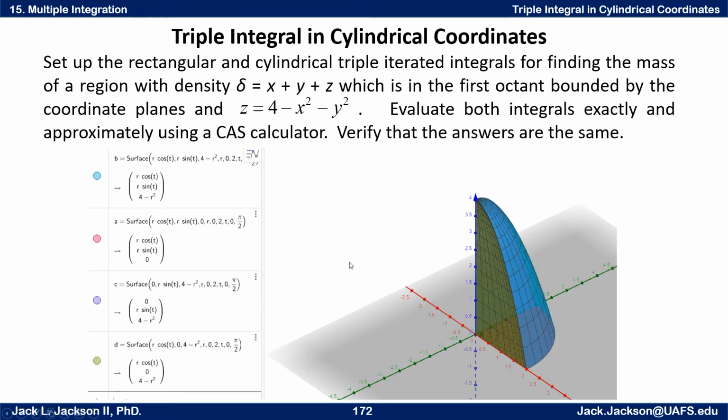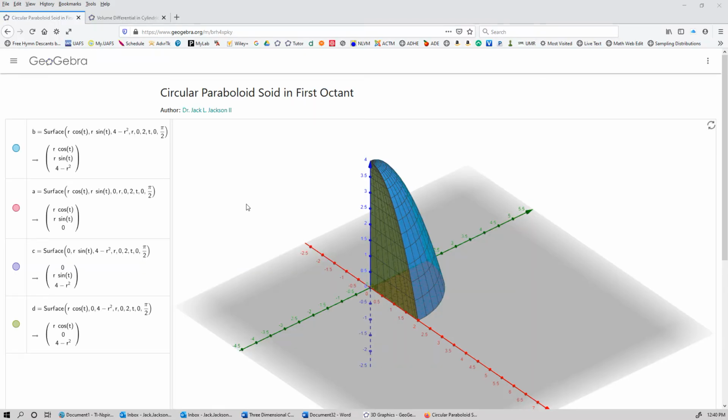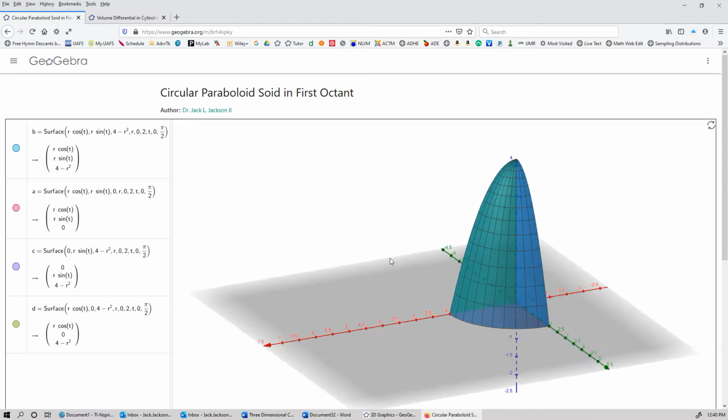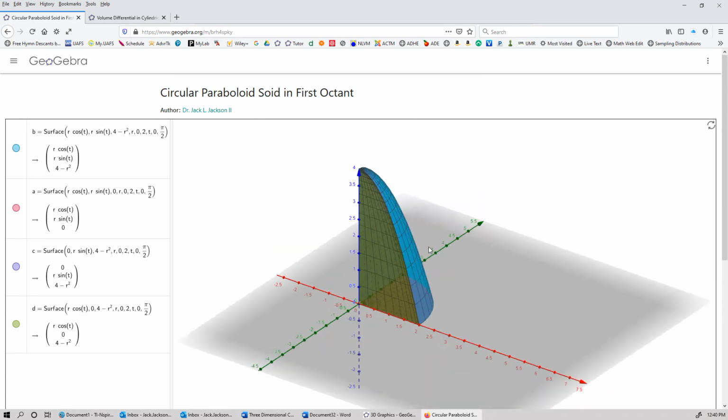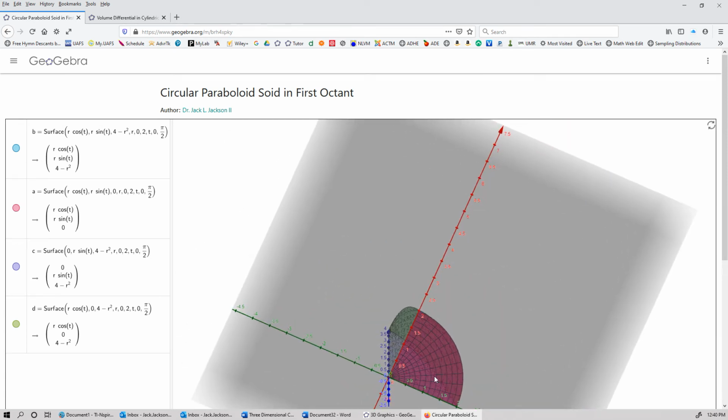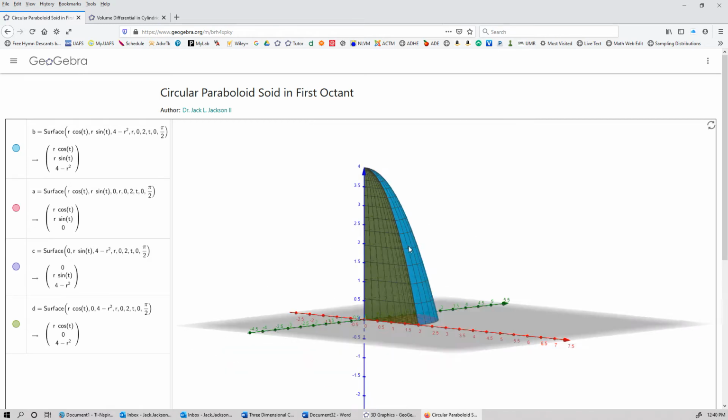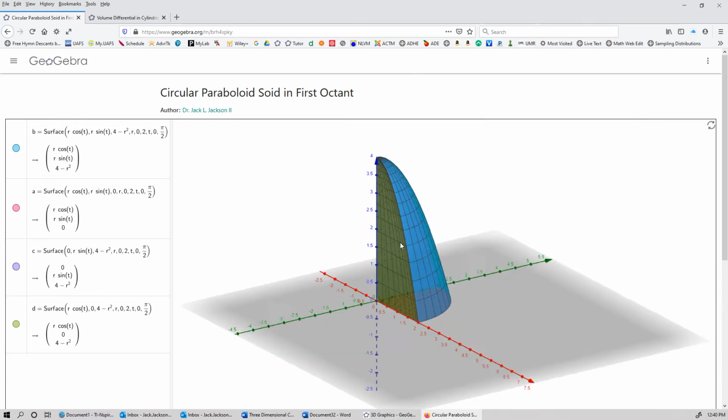And so here is what the shape turns out to look like. Let me show you this. Here is the graph of this thing in GeoGebra. You can see the shape here. You can see that it's basically in the first octant. X, y, and z are all positive except right on the very bottom here where we get some zeros. And you can kind of see the shape.